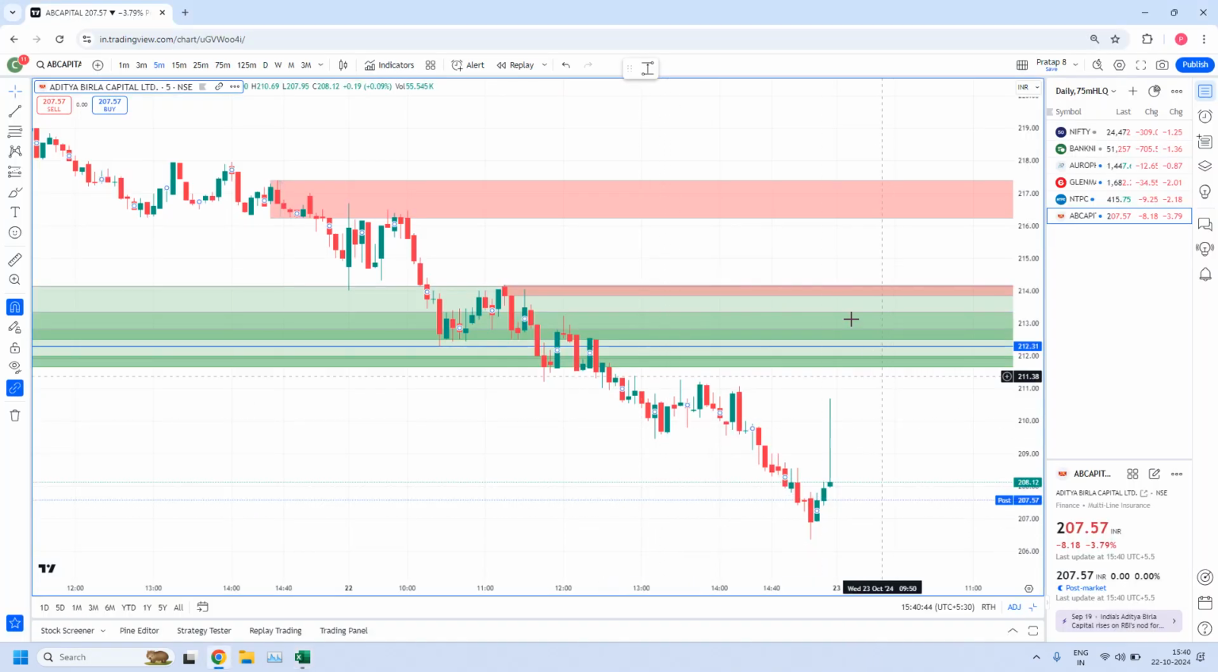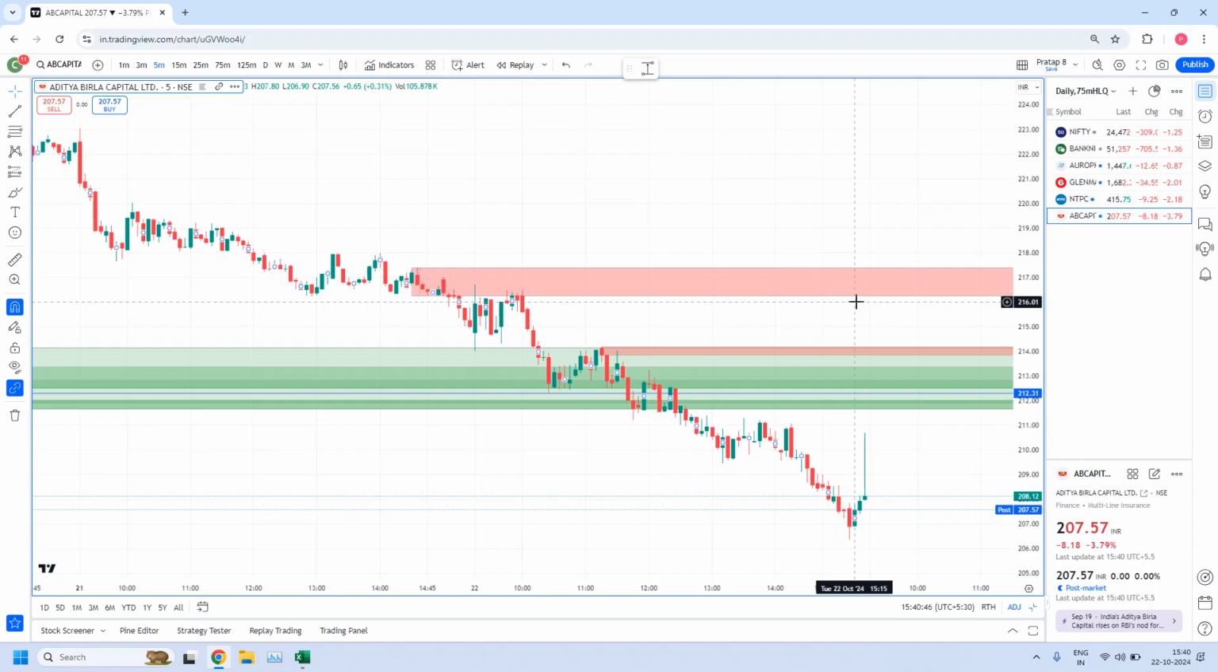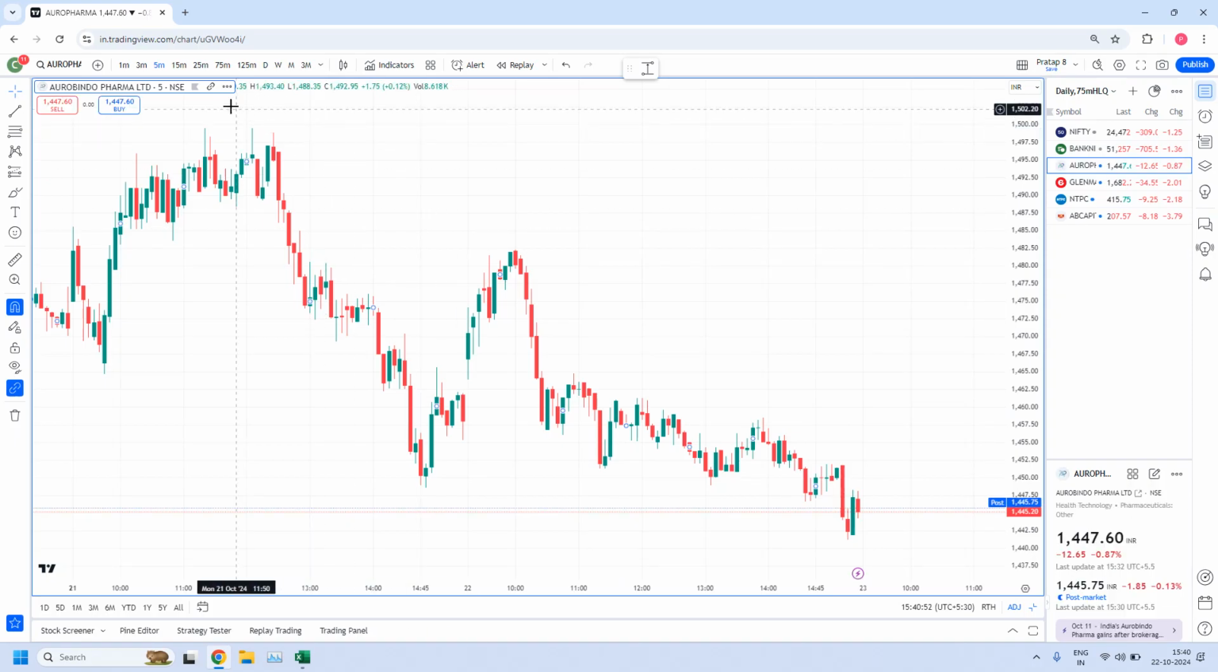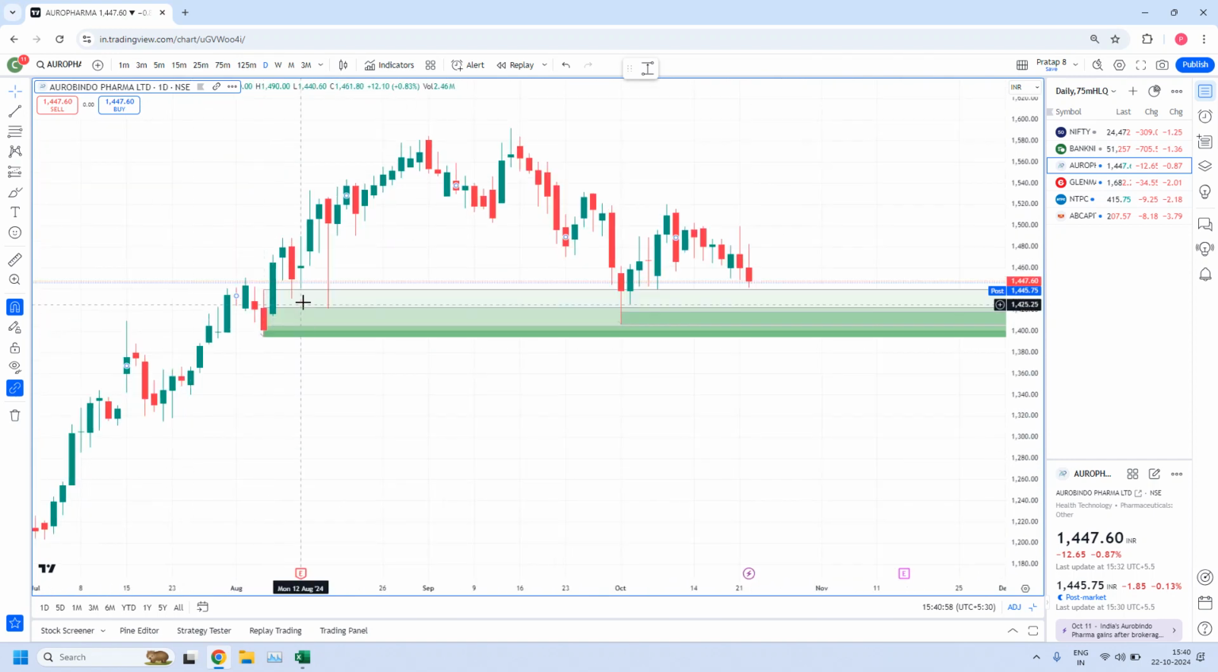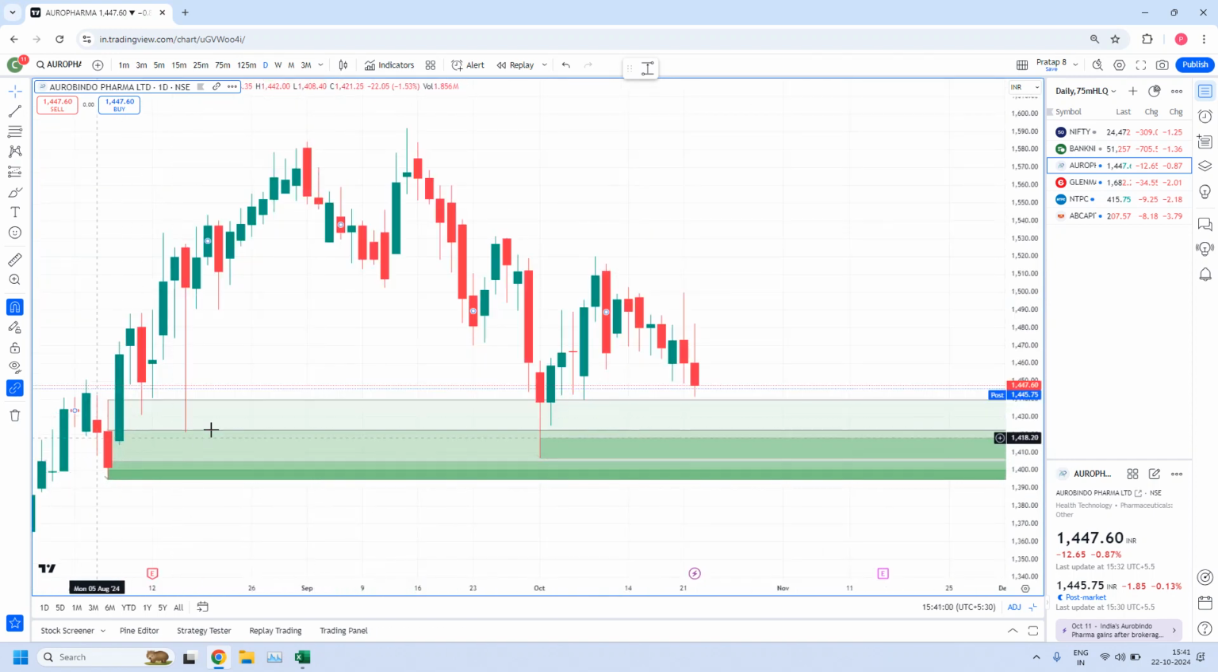So this is about ABC Capital. And for the remaining stocks we did not get a trade, but let us look into them one by one. Aurobindo Pharma, this is a daily high liquidity zone. Already we fine-tuned this zone. Previously we discussed, so that's why I am not explaining this again.